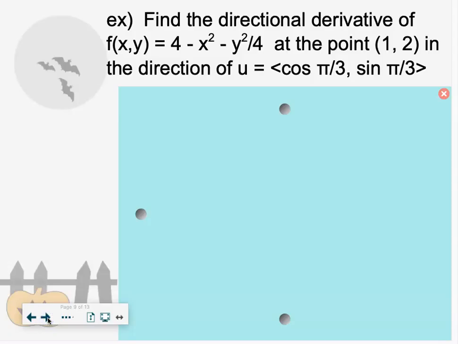All right, one more. Find the directional derivative of f(x,y) = 4 minus x squared minus 1/4 y squared at the point (1, 2) in the direction of pi thirds. So I've given you the direction vector here. It's already in unit vector form. All you have to do is a dot product. You might want to simplify the cosine pi thirds and the sine pi thirds.